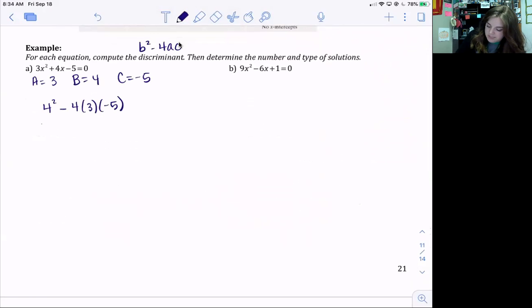4 squared is 16. Negative 4 times 3 is a negative 12. And negative 12 times negative 5 is a positive 60. 16 plus 60 is 76. So our discriminant equals 76, which is positive, which means we're going to have two real solutions.